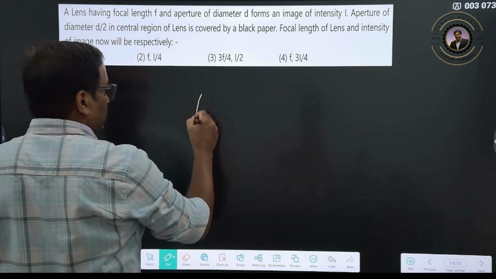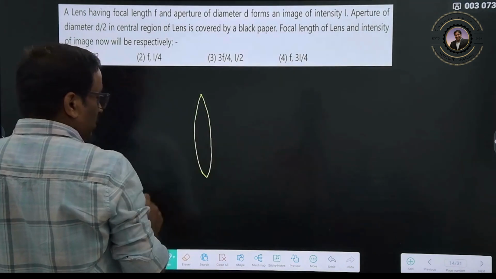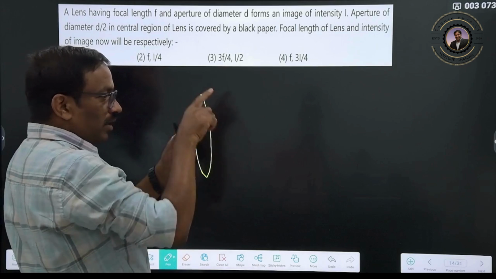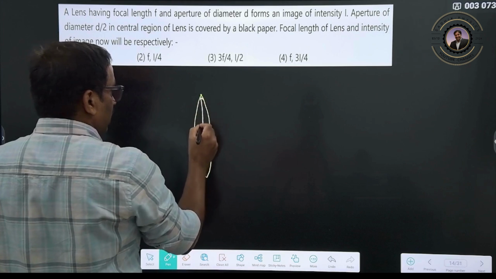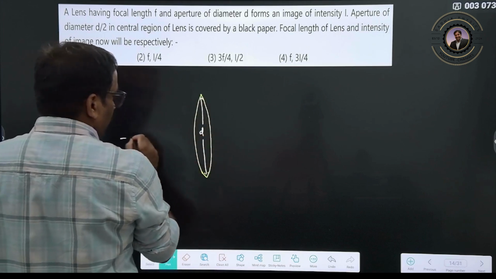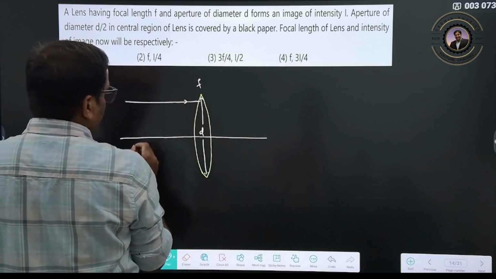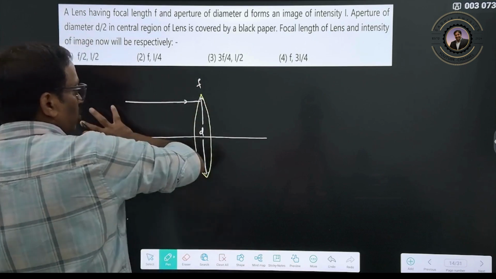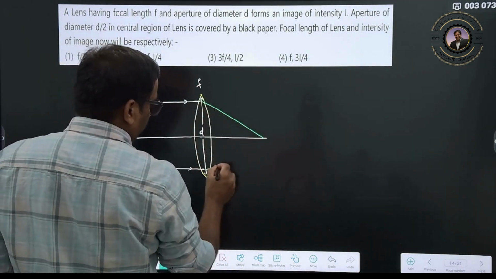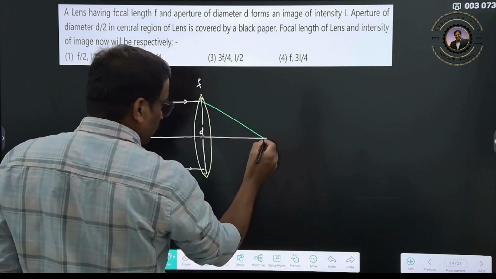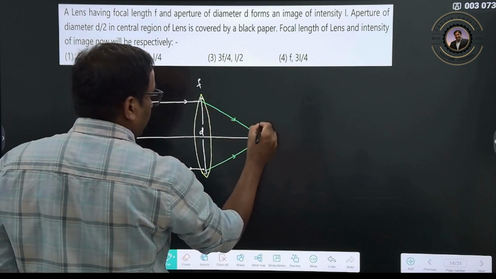So suppose there is a lens, this is one lens. It is not like this always, it will be circular. So this diameter is given as d, and it has the focal length f. The intensity of the image formed by this: more light rays are coming and falling, so definitely they are going to converge to this point. Therefore here the intensity is I.